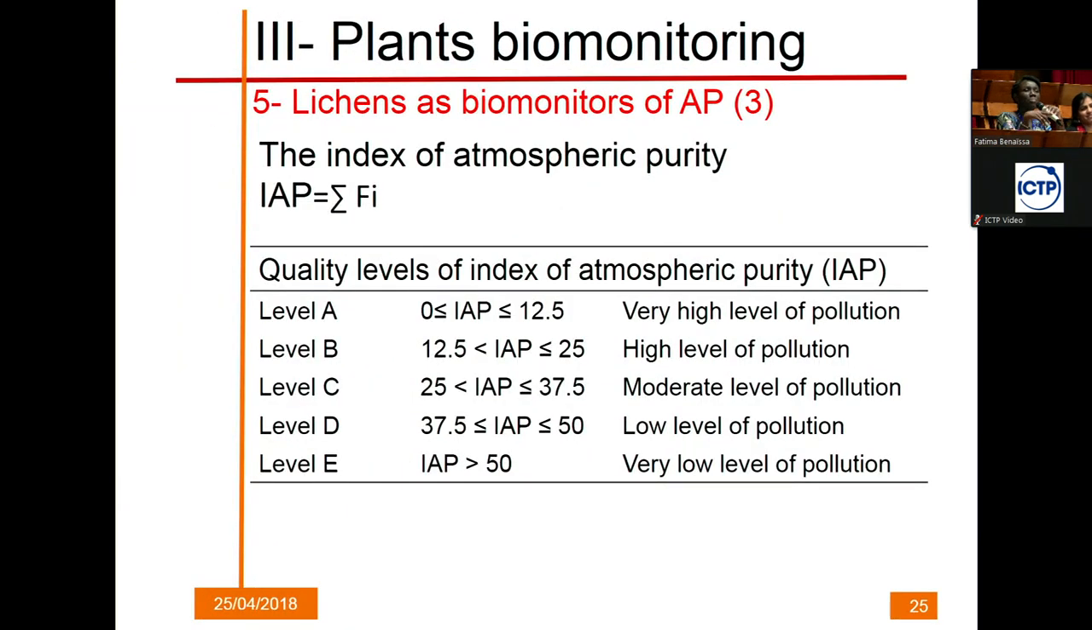What's FI? It's the index of atmospheric purity. No, I know what it is. Okay, maybe it's the frequencies of the presence of species. La fréquence de la présence.